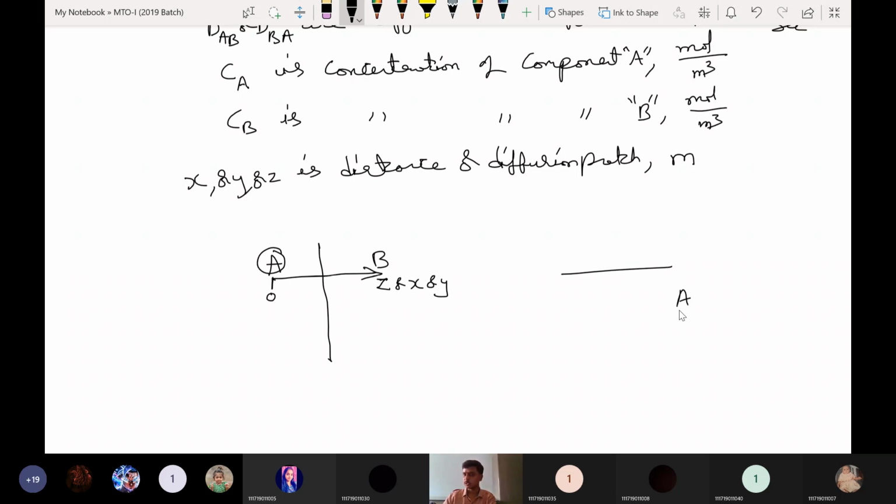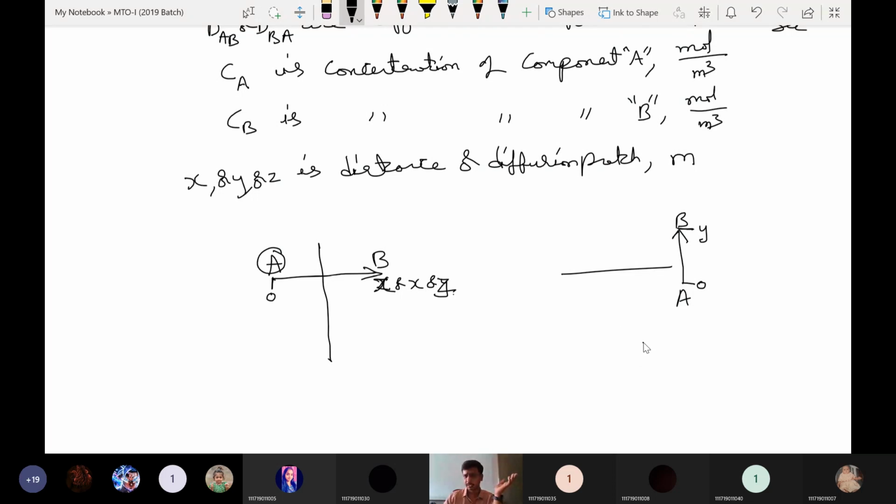If component A is located here and component B is here, the mass transfer is taking place from bottom to top. Diffusion is taking place from bottom to top. Then the origin of that particle is here, and the completion of that particle will be, for example, Y. So 0 to Y.